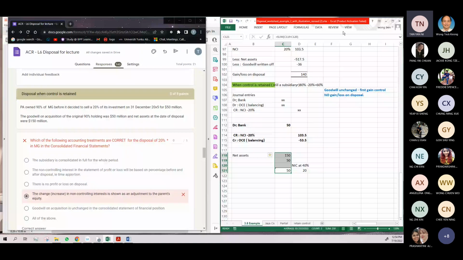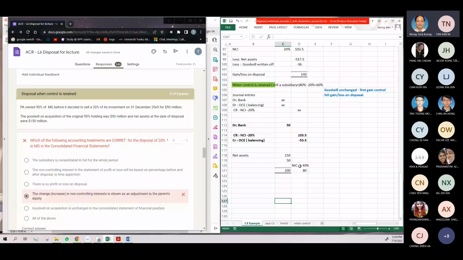Okay. So 200 here, so the NCI is now selling 20%, so you change to 20%. So 200 times 20%, it's 40. So 40 here, NCI increases, so the difference is 10. So this is how the journal entry is.